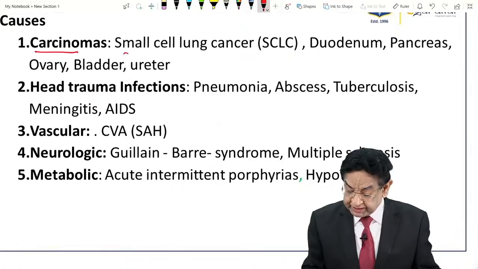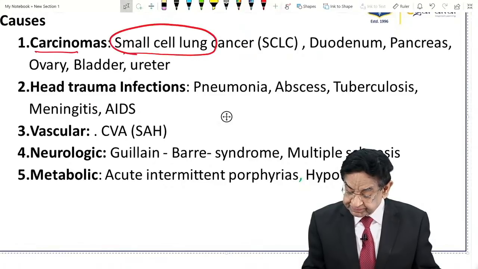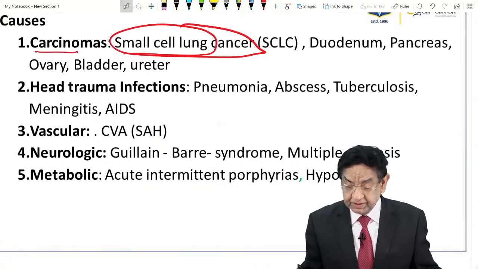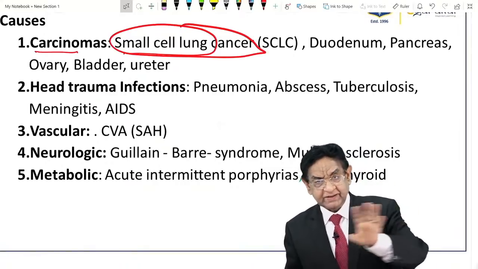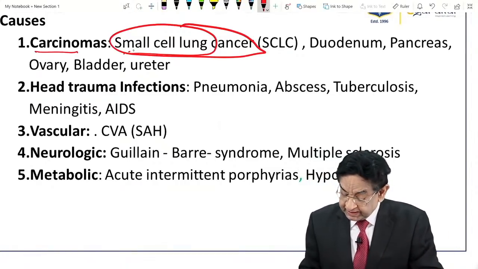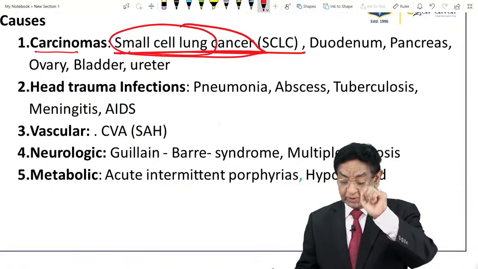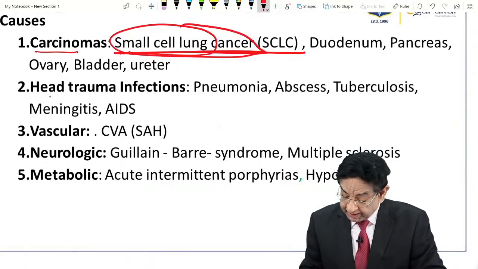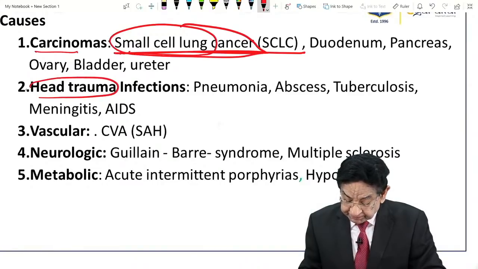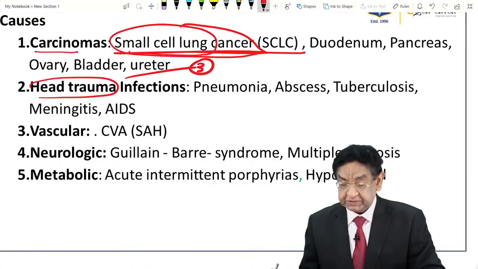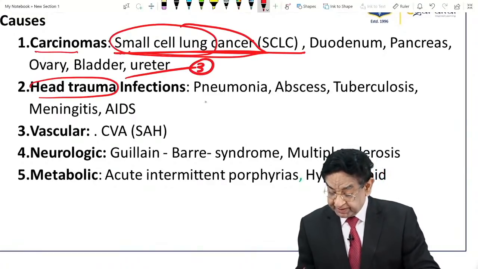But don't forget small cell lung cancer. Of course there are many other cancers, don't remember everything, but don't forget small cell lung cancer. Number one, small cell lung cancer. Head trauma is the second condition. Third is infections, which can be pneumonias.